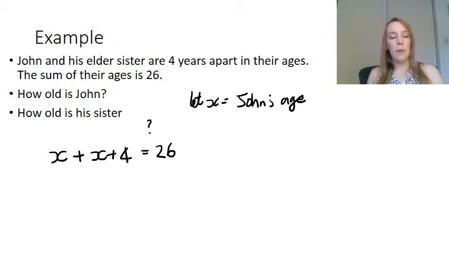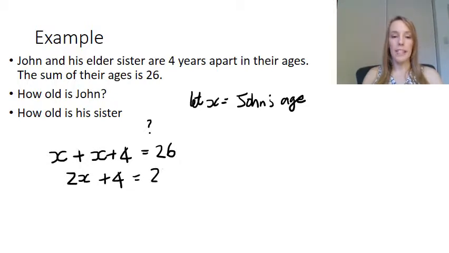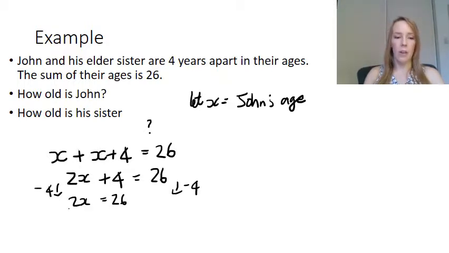So the first thing we're going to do is simplify the left-hand side of that equation by looking for like terms and adding them together. So x and x are like terms, so we can add them. So x plus x is 2x. So 2x plus 4 equals 26. And from there we can just work backwards and solve for x. So first we're going to subtract 4 from both sides.